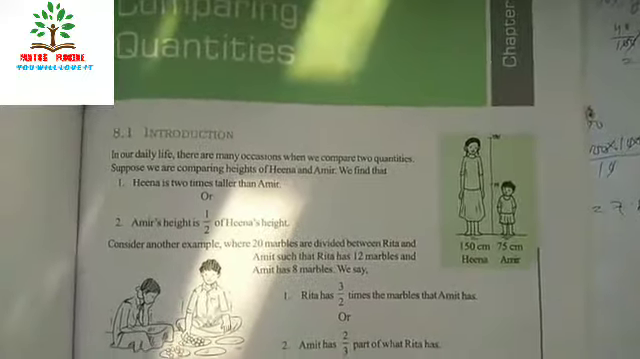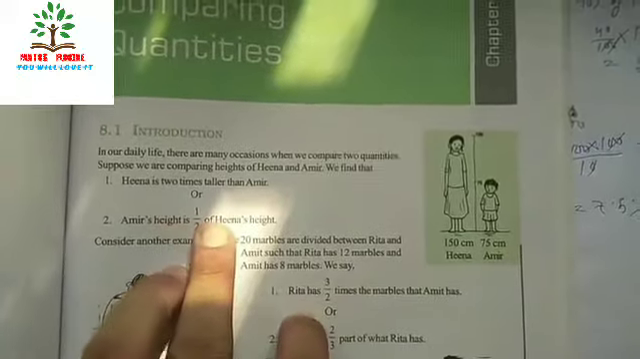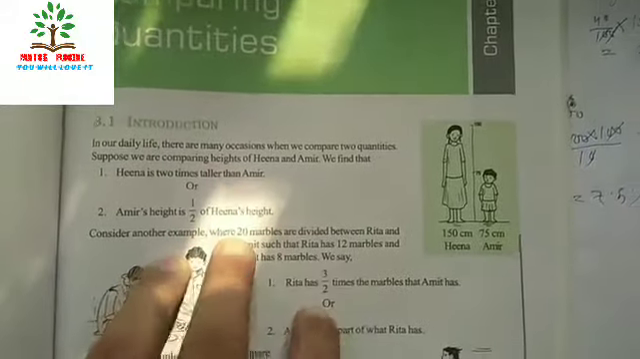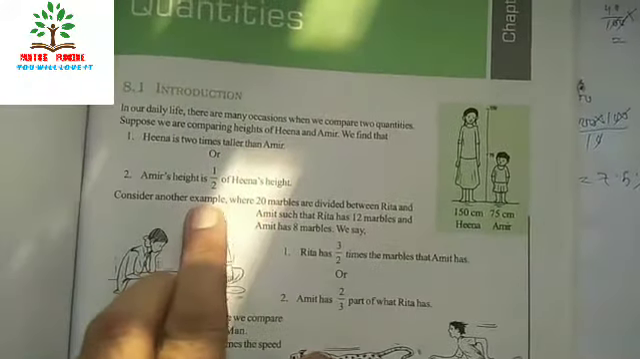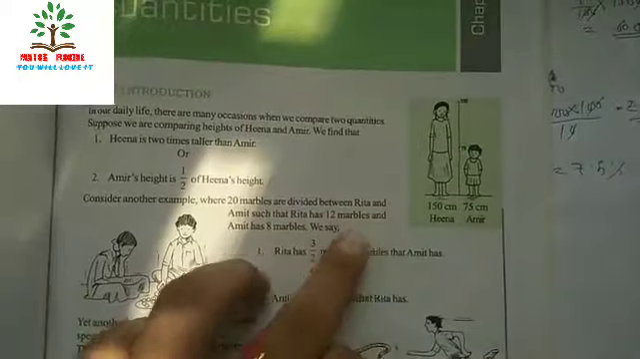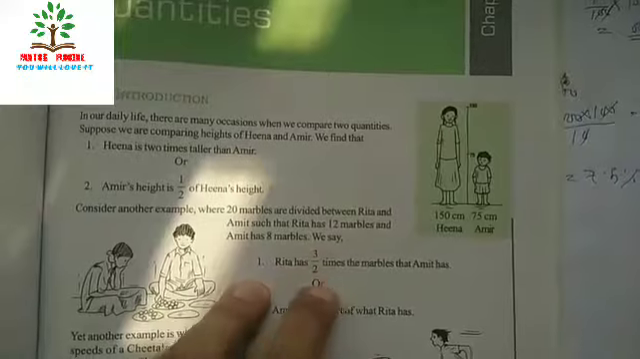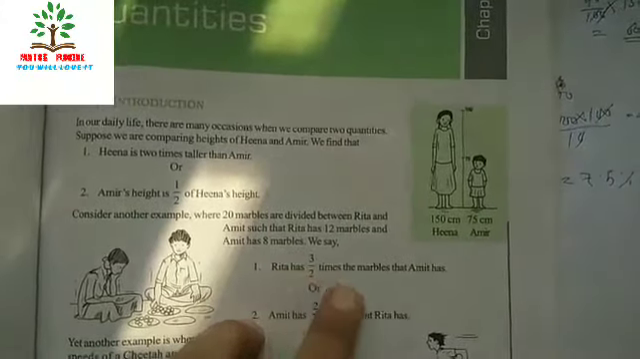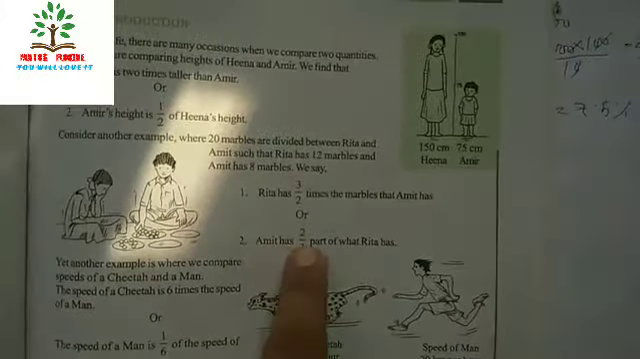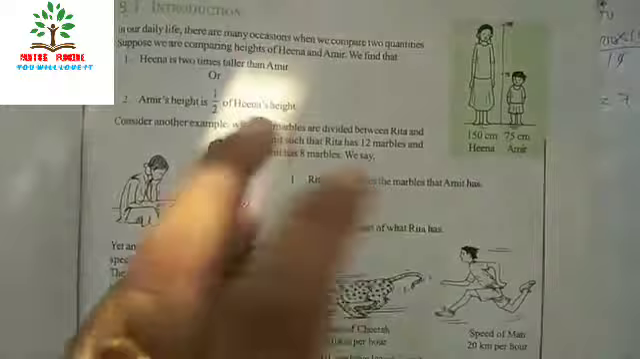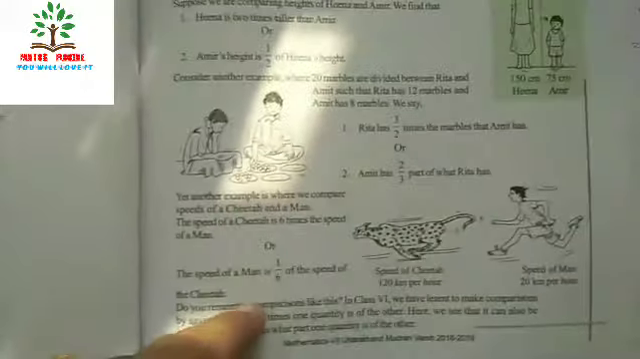We find that Hina is 2 times taller than Amir, or Amir's height is 1 upon 2 of Hina's height, that is half of it. In the same way, if 20 marbles are divided between Rita and Amit such that Rita has 12 marbles and Amit has 8 marbles, we can say Rita has 3 upon 2 times the marbles that Amit has, and Amit has 2 upon 3 part of what Rita has. So in terms of both we can say this.